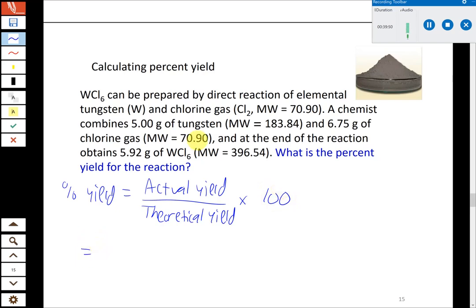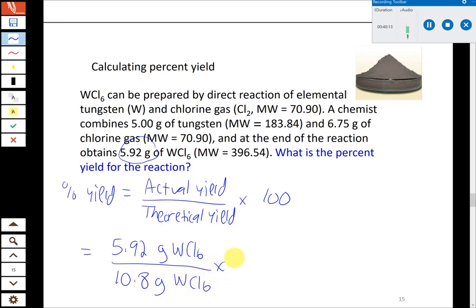And so those numbers, again, the number that we're given in the problem, 5.92 grams, that's the actual yield of WCl6, the amount that we obtained experimentally. The theoretical yield is what we just calculated using stoichiometry. So the maximum amount that we could get if all the limiting reactant is consumed is 10.8 grams. Then we divide those two, multiply by 100, so we get a percent yield of 54.8%. Okay?